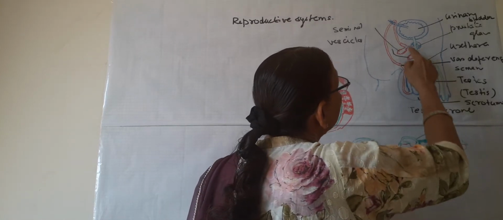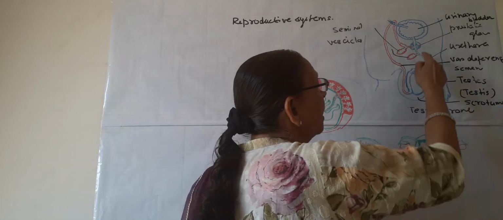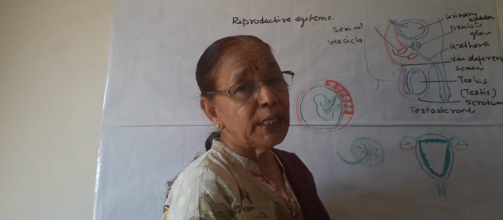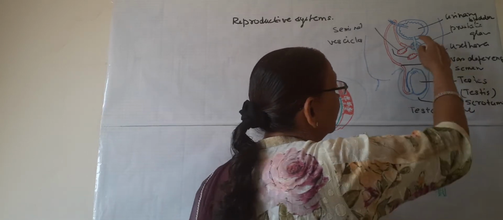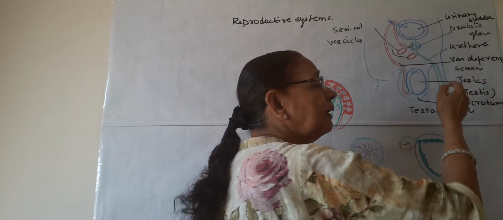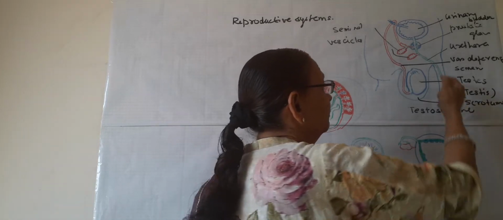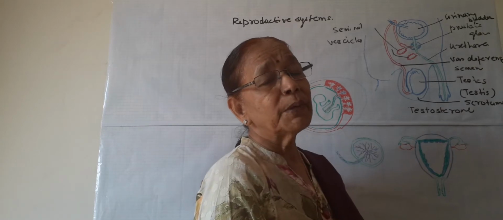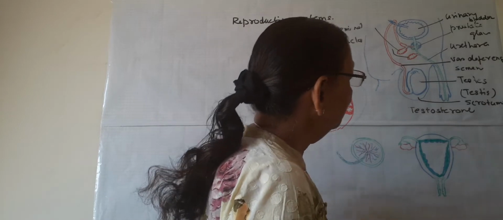So with this urethra, this vas deferens is also connected here, and now this urethra is the common passage for discharge of urine as well as for discharge of this semen. So this urethra goes inside this penis, and semen and urine both come out of the body from this urethra, which forms a common passage for both. So this is the male reproductive system.